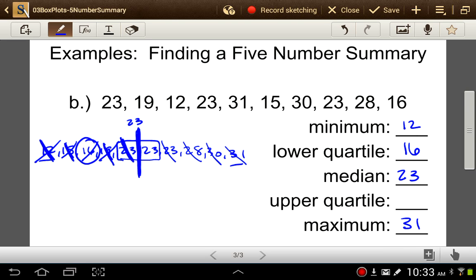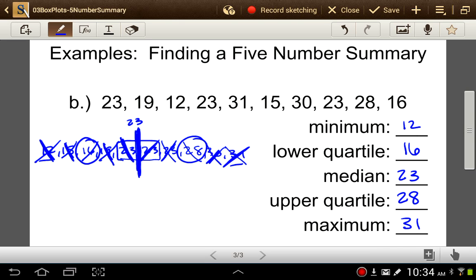Okay? Again, if you had two numbers left, you would find it the same way. Same with the upper quartile. I'm going to cross this off and that off. First and last, I'm going to cross off that 23, because again, the median is between those two 23s. Cross these off, and I'm left with 28. So my upper quartile is 28, and that is my 5-number summary.